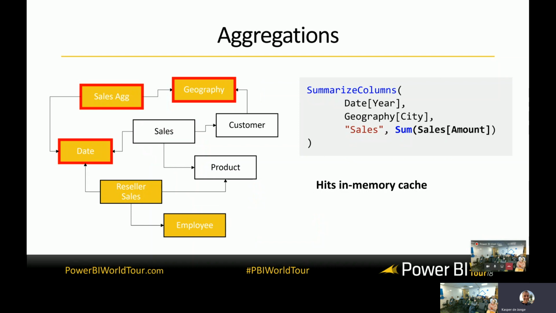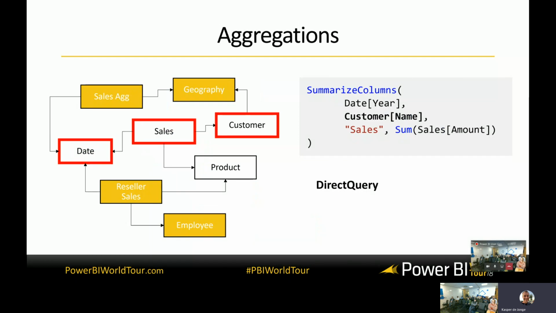But if I drag in year and city and ask for the sum of sales amount, look at the sales amount, we ask for amount from the sales table, but actually it's not getting it from the sales table, it's actually getting it from the sales aggregation table. It hits the in-memory cache. This allows us to make an aggregation table that has a fraction of the amount of data that the big table has with all the granularity, and give instant performance for our users.